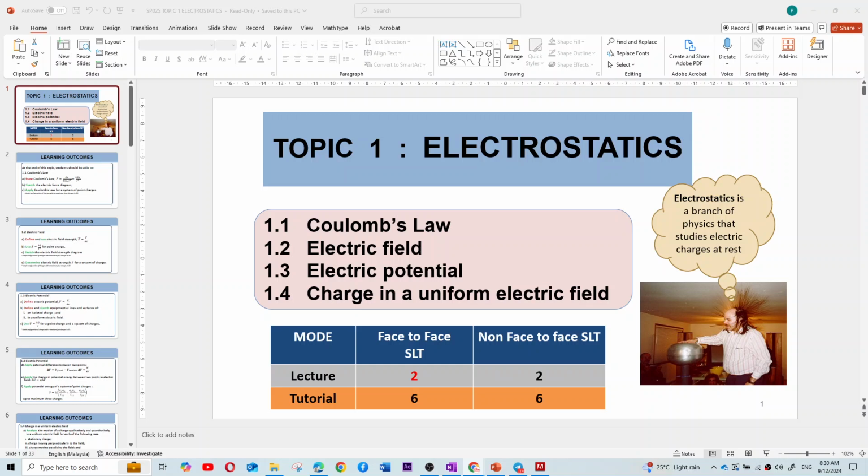Electrostatics is a branch of physics that studies electric charge at rest. In this topic, we have four subtopics: Coulomb's law, electric field, electric potential, and charge in a uniform electric field.